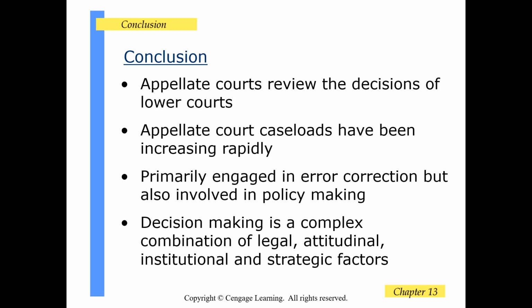In conclusion, appellate courts review the decisions of lower courts. Appellate court caseloads have been increasing rapidly over the years. Primarily, appellate courts are engaged in error correction, but also involve policy making. Decision-making on these courts of appeals is complex, and they combine legal, attitudinal, institutional, and strategic factors.